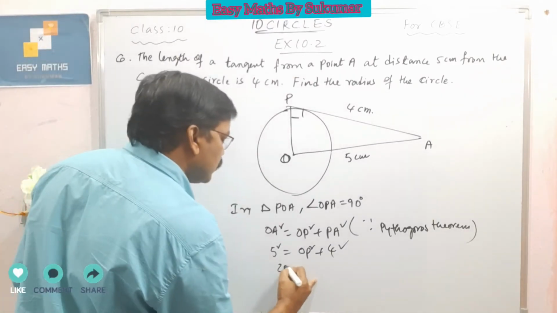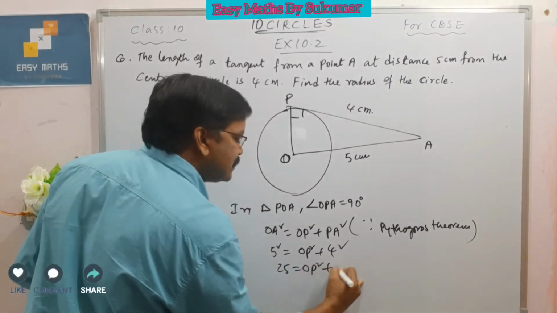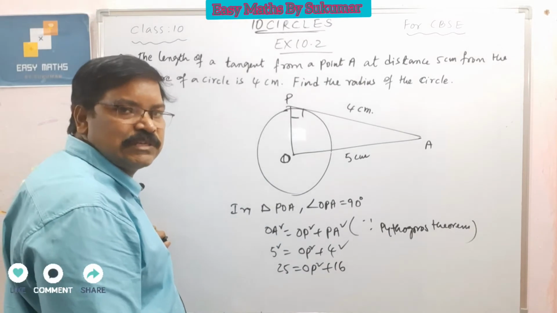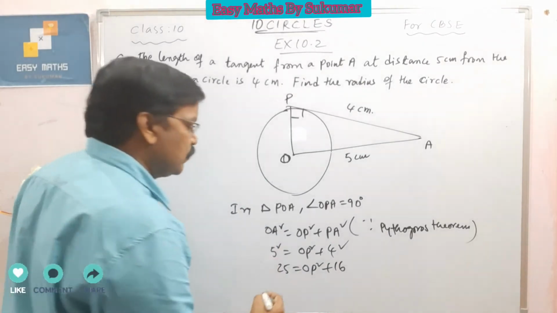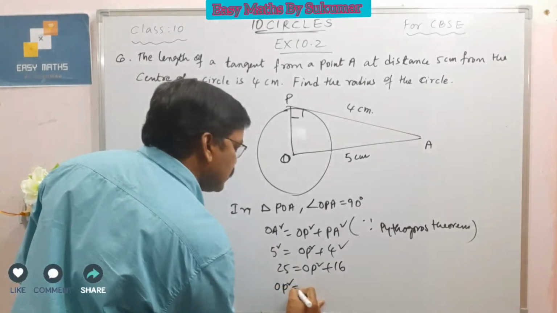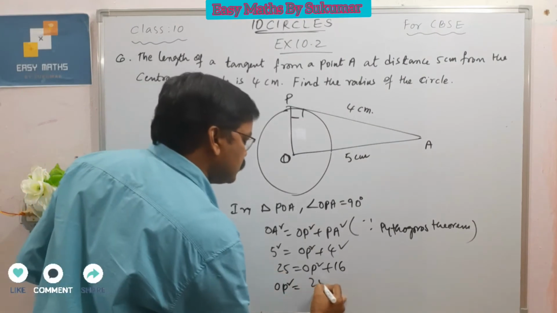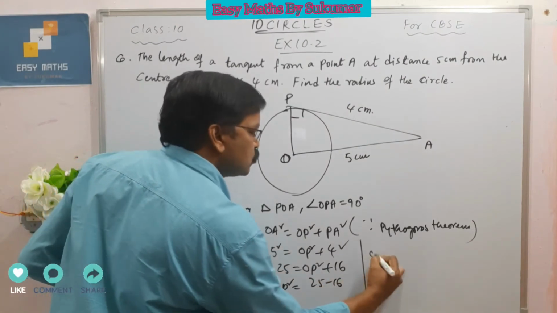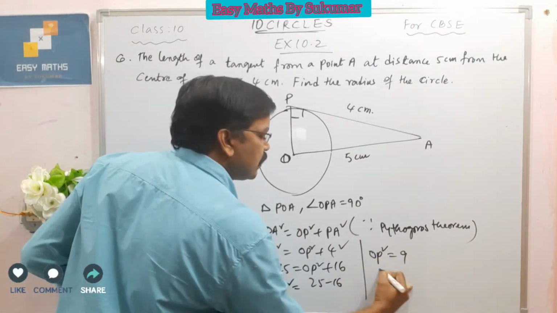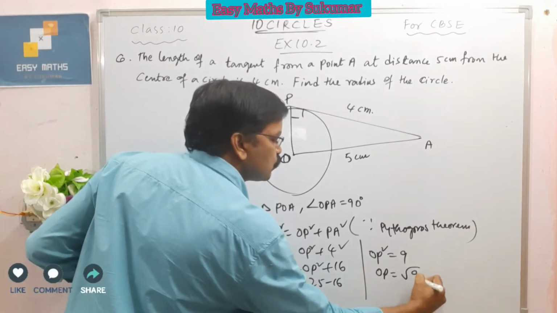Okay. So 25 is equal to OP square plus 16. 4 square is 16. 5 square is 25. We have to find OP. OP is the radius. That means 25 minus 16. So OP square is equal to 9. So OP is equal to square root of 9.